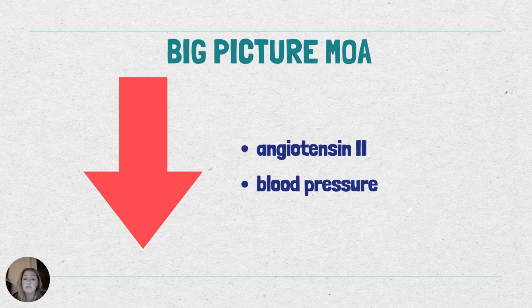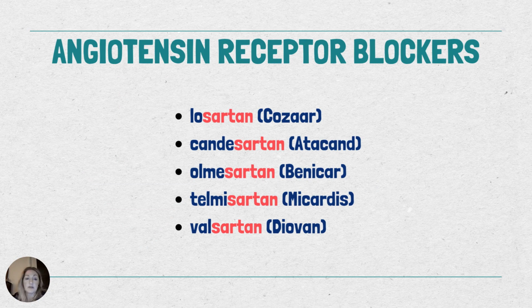Big picture mechanism of action, I told you here a second ago. It reduces the production of angiotensin 2 or the conversion of angiotensin 1 to angiotensin 2 by the angiotensin converting enzyme. And that ultimately lowers your blood pressure. This is a first-line treatment. Lots of people are on this.